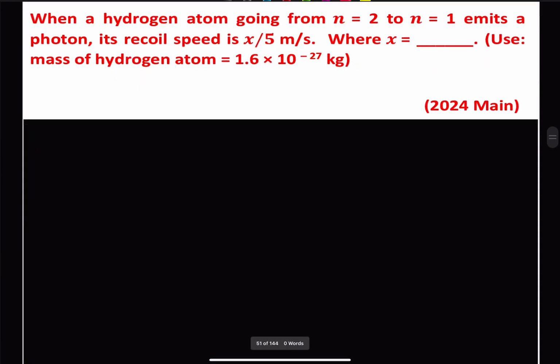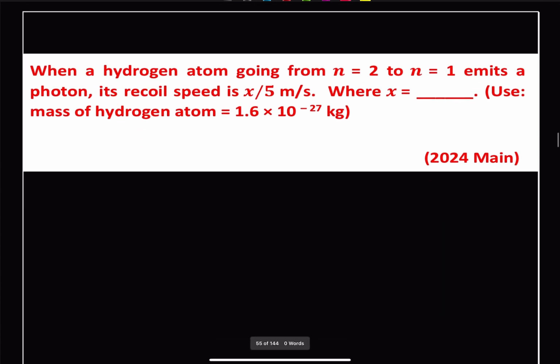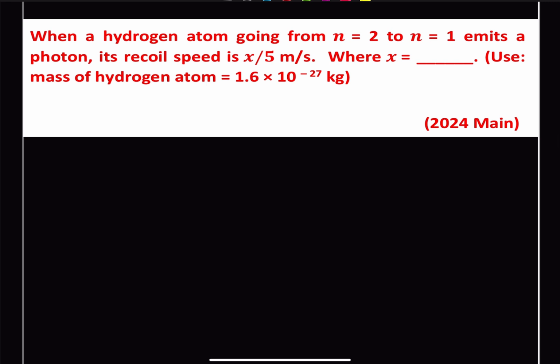Next question. It states that when a hydrogen atom going from n2 to n1 emits a photon, its recoil speed is x by 5 meter per second, where the value of x is. So we are supposed to find out this value of x.